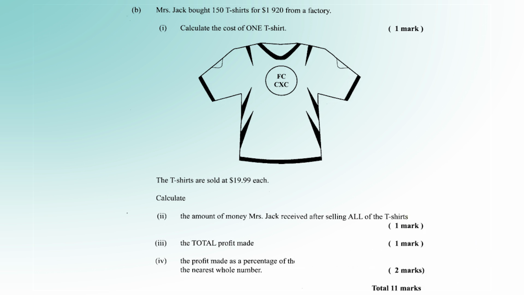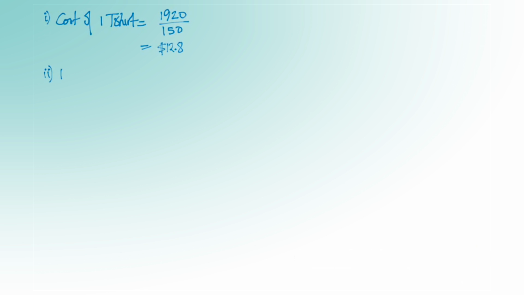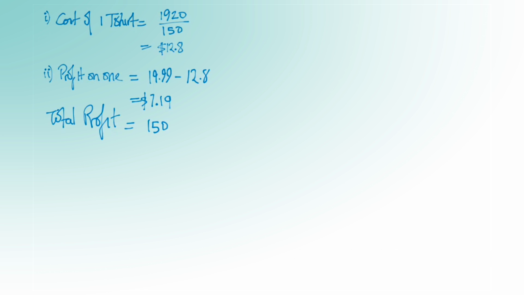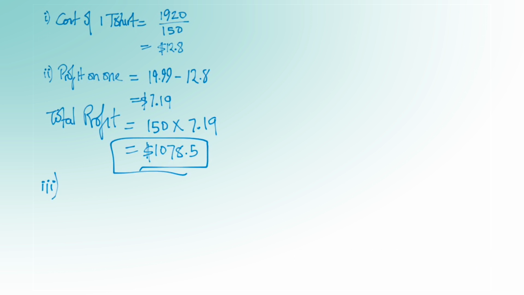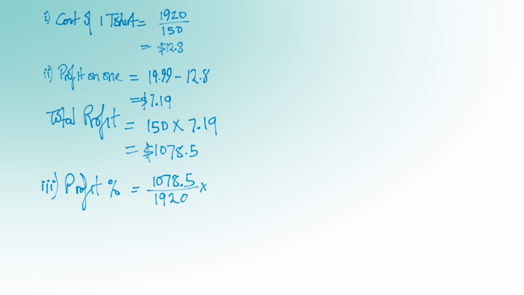The total profit made, and then there was the profit percent. Right? So the profit is that. That's the profit on one though. The profit on all, you had to multiply by, you guessed it, 150. So this is the profit on all. Total profit. And then finally, profit percent.